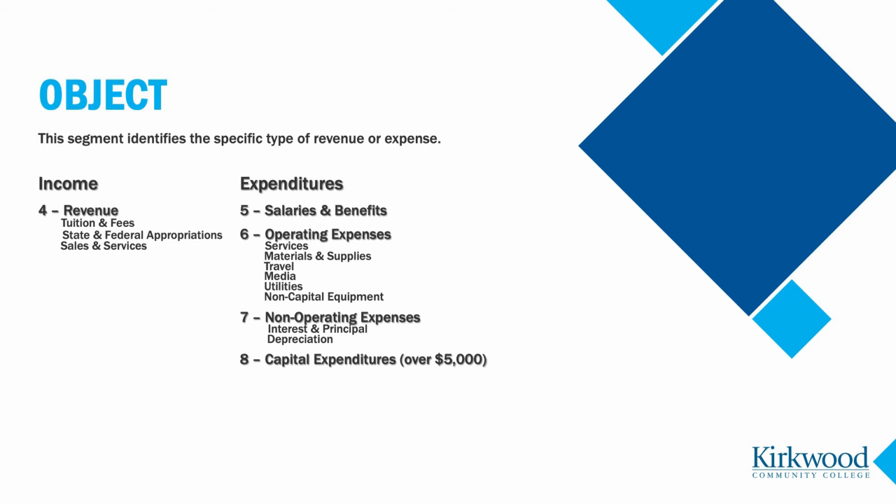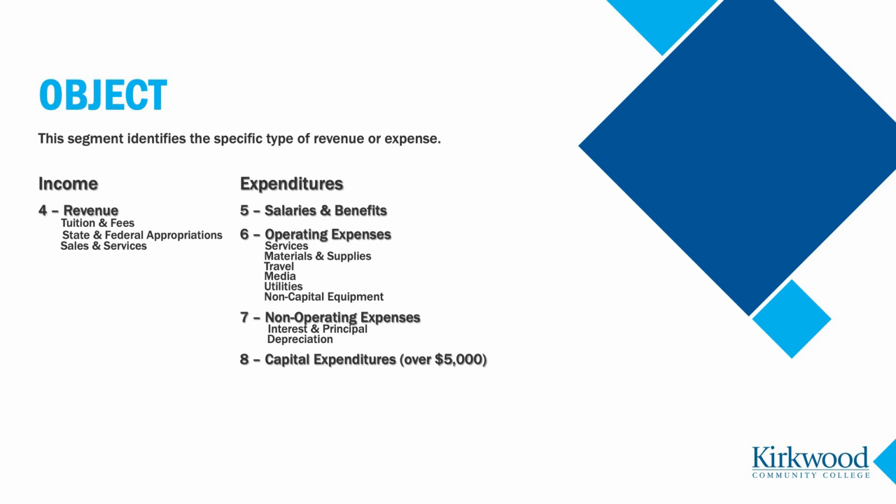All salary and benefit objects will start with the number 5. This would include full-time and part-time staff, payroll taxes, and benefit expenses like medical, vision, and dental. Operating expenses start with 6 and include services, materials and supplies, travel, media, utilities, and non-capital equipment. These types of expenses are the most commonly used throughout the college.